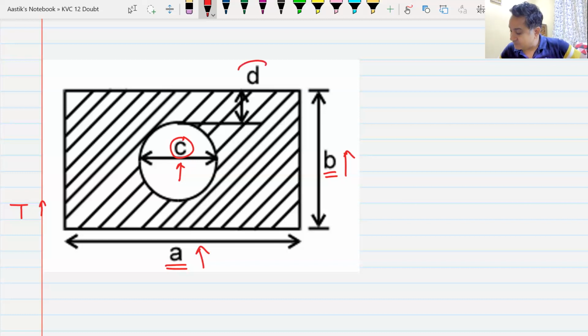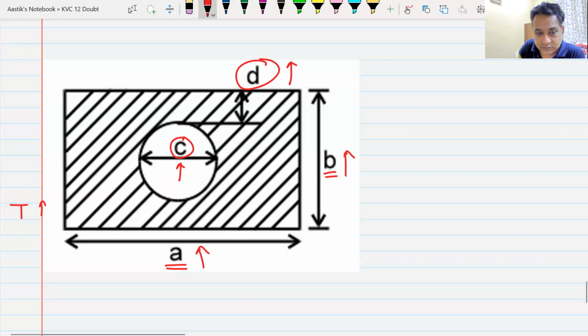What about this D? Does it increase or does it decrease? Increase. It will also increase. Do we understand this? This phenomenon is known as the phenomenon of what? Expansion of solids. Expansion of solids. Do we understand this? Yes or no? Yes, sir.